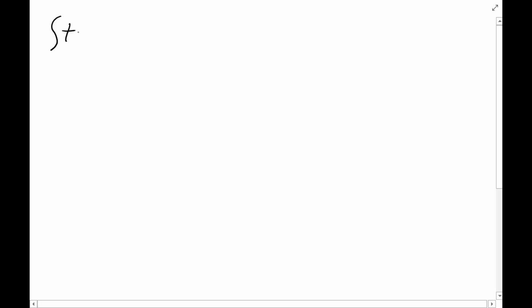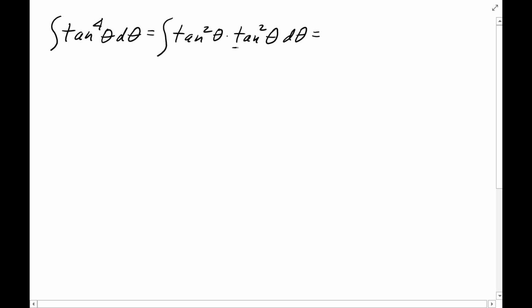Okay, let's move on to case 3. Case 3 is no secant factors and tangents being raised to an even power. So let's look at this integral. Tangent to the fourth theta. So in case 3, we're going to pull off a tangent squared. So we got tangent squared times tangent squared d theta. And we're going to rewrite this tangent squared using that Pythagorean identity.